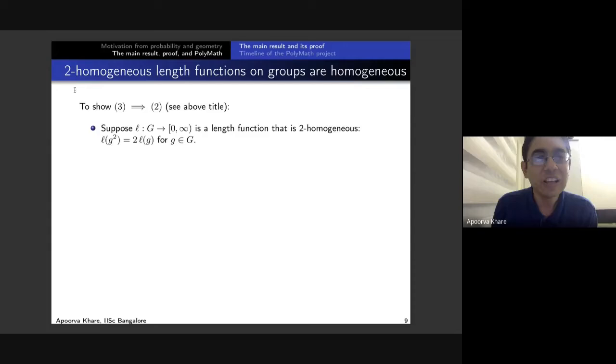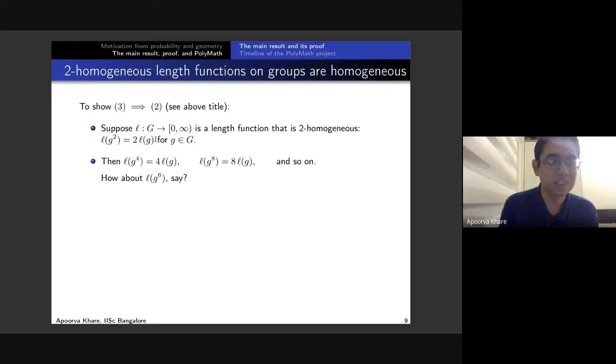So why are 2-homogeneous length functions on groups homogeneous? This is not too bad either. Suppose a length function is 2-homogeneous: the length of g squared is twice the length of g. I'm actually going to prove that the length of g to the n is n times the length of g. So the length of g to the fourth is 4 times the length of g. And in general, you can do this for every power of 2 by induction. But now what about non-powers of 2? And it's not too bad.